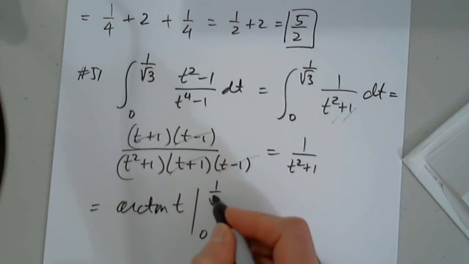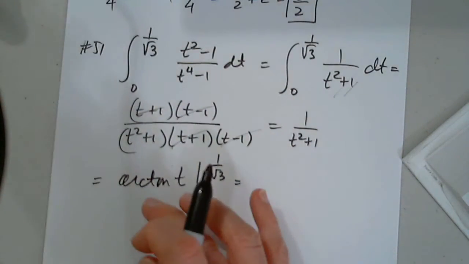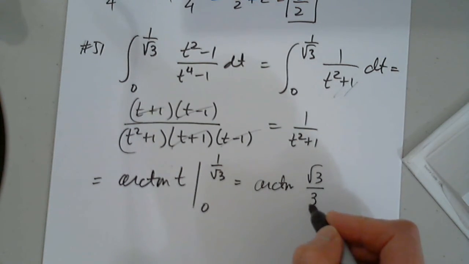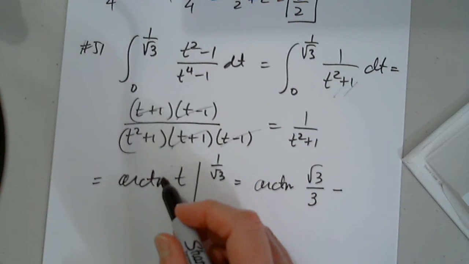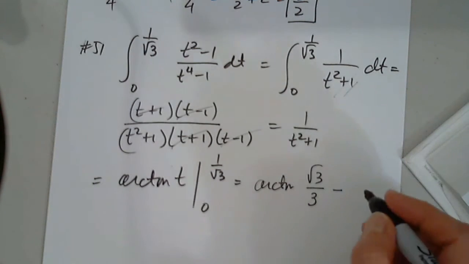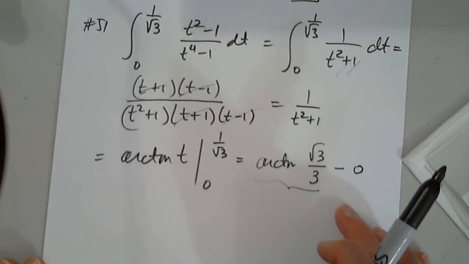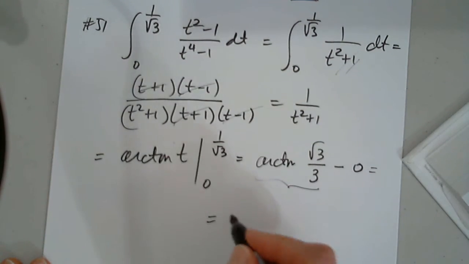From 0 to 1 over the square root of 3. We plug in 1 over the square root of 3, or the same thing, the square root of 3 over 3. Minus when I plug in 0. But arctangent of 0 is 0. So which angle has tangent the square root of 3 over 3?